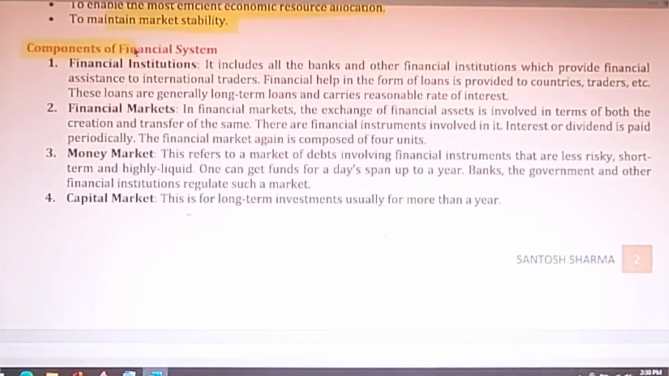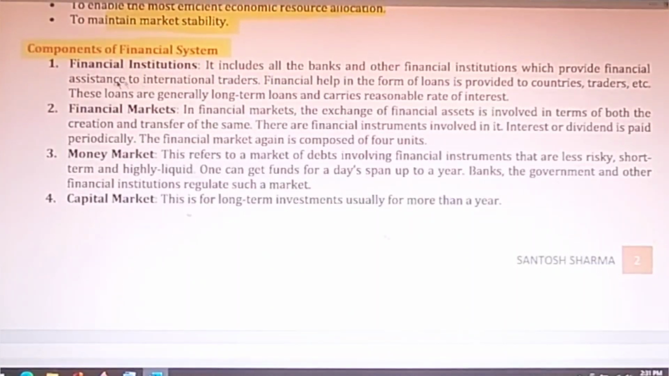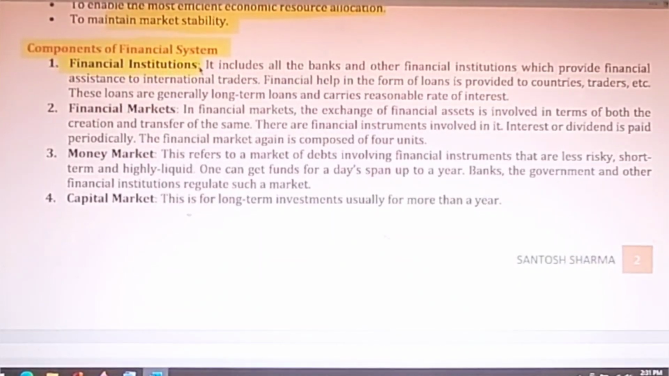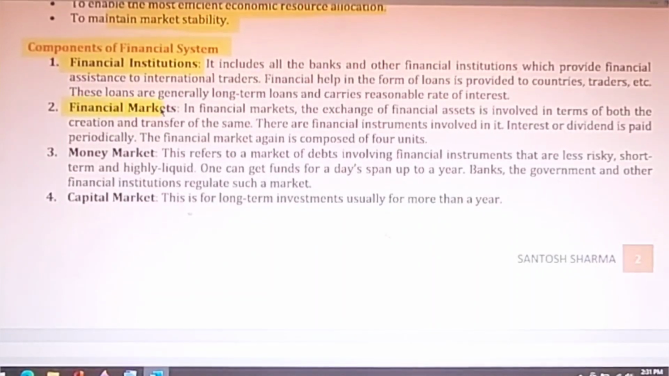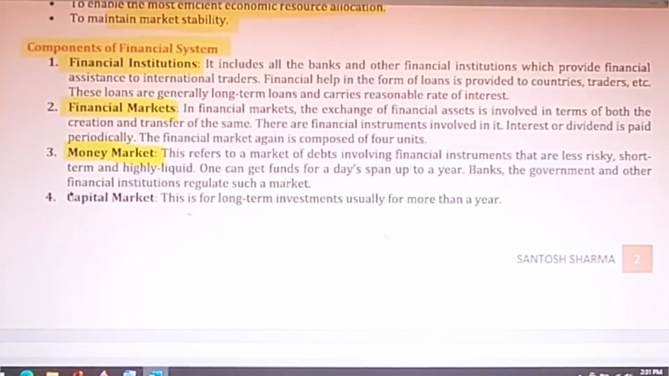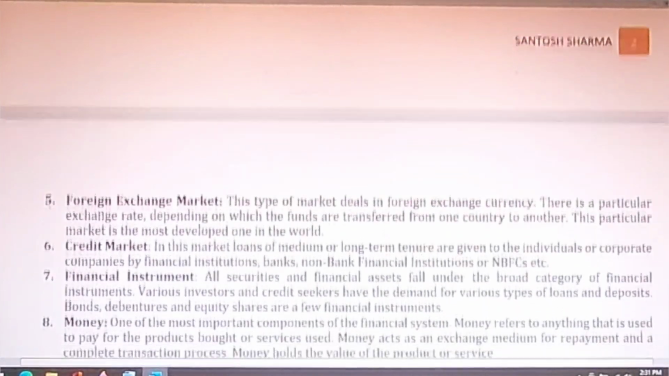This question is very important. You should prepare this question very well. I have written here and also explained what the main components are. I will just tell you the points because explaining all the points will make the video very large. The first component is financial institutions, the second is financial markets, the third is the money market, the fourth is the capital market, and some other components are also there.